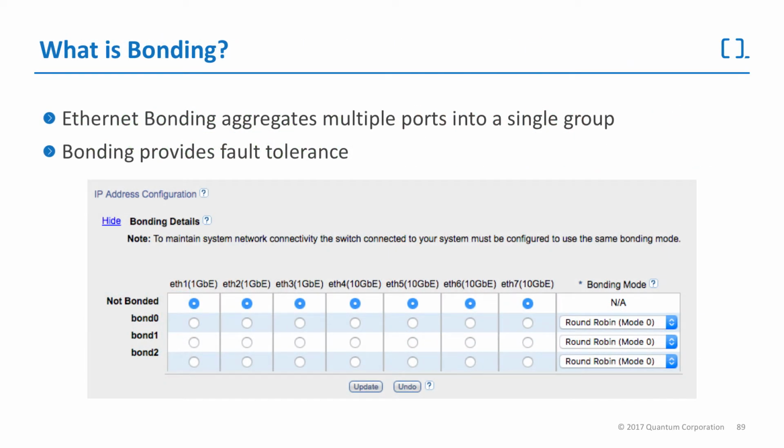So, what is bonding? Ethernet bonding aggregates multiple ports into a single group by combining the bandwidth of multiple ports into a single port. For example, if you bonded three 1 gigabit Ethernet ports into a single 3 gigabit Ethernet logical port, you would have the equivalent of one interface with 3 gigabits of aggregate throughput. A benefit of bonding is that it provides fault tolerance. You can lose one physical connection from the bond and still maintain connectivity.